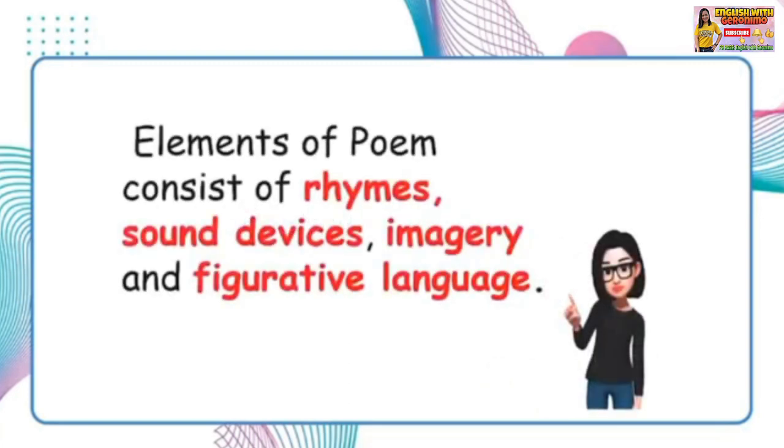Poems have elements that make them easily appreciated by the readers. These elements consist of rhymes, sound devices, imagery, and figurative language. Each of these elements contributes in expressing the author's ideas about his or her piece. Today, we will talk about these things as we summarize the poem in terms of its elements.